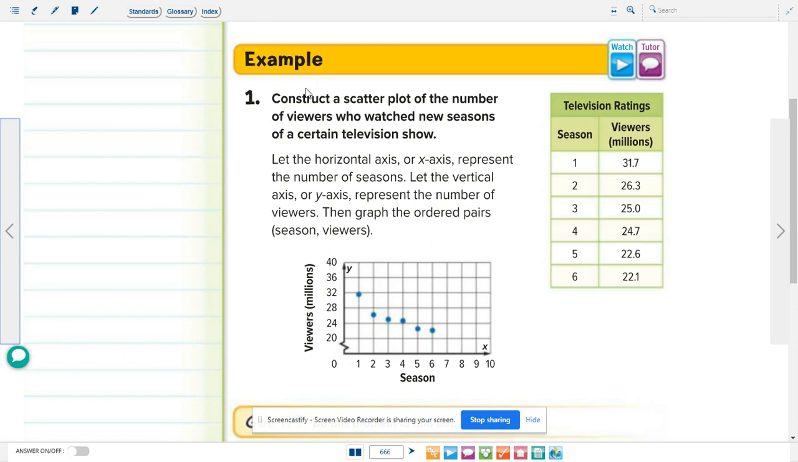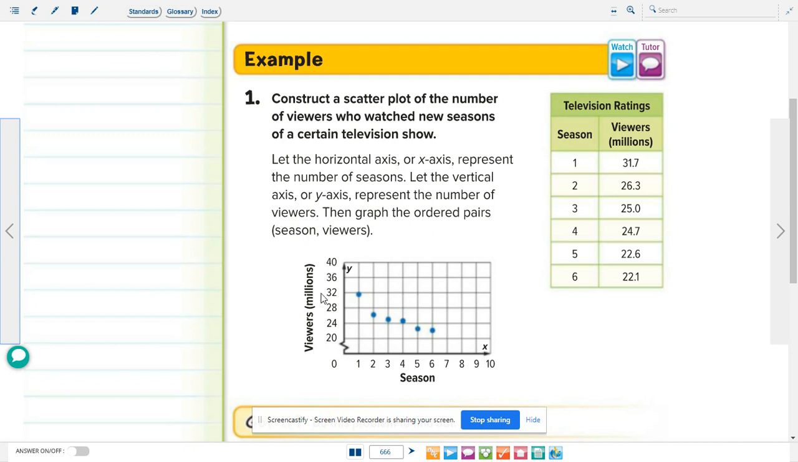Anyway, so we're constructing a scatter plot, and as the seasons go on, it looks like what happens to the number of viewers? It looks like as the seasons increase, the viewers decrease. And what we need to realize is, what are we trying to see a relationship? Which one is affecting which one? So I would think that the number of seasons affects the viewers. So seasons is going to be your independent variable, which goes on the x-axis, and viewers goes on the y-axis.